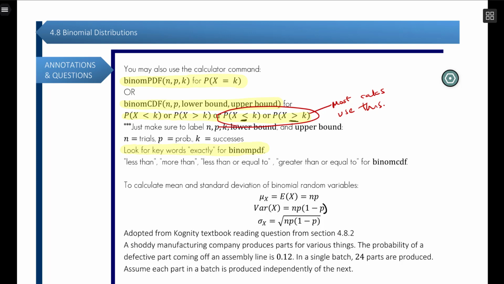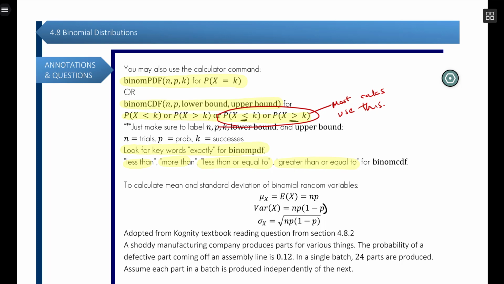Okay? Now, how do you know when you're supposed to use CDF? Well, again, you're looking for inequality words. Less than, more than, less than or equal to, greater than or equal to, no more than, at least. Those kinds of things are going to be terms that will tell you you're using binomial CDF. You're looking at multiple successes.